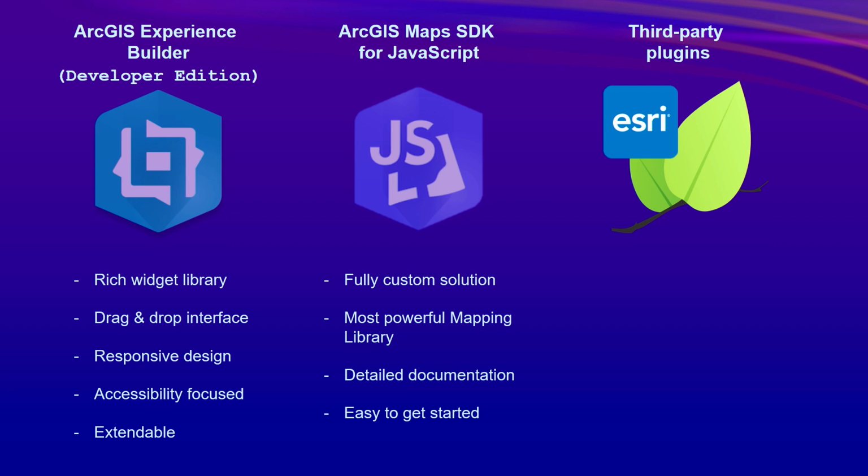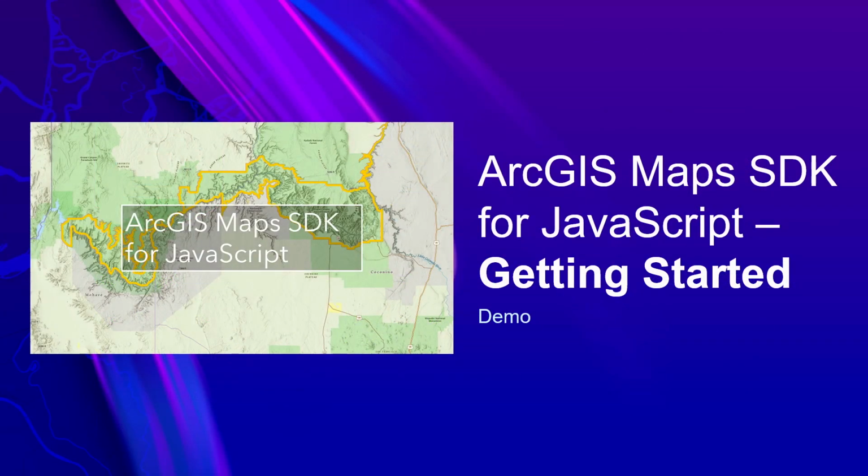Finally, we have third-party plugins that we have developed for other mapping libraries, such as Cesium or MapLibre, Leaflet, and some others. These plugins let you integrate ArcGIS REST services and things like our geocoding API or our routing API into these other mapping libraries. You can utilize a lot of the ArcGIS features in them as well. And with that, over to you, Ahmad.